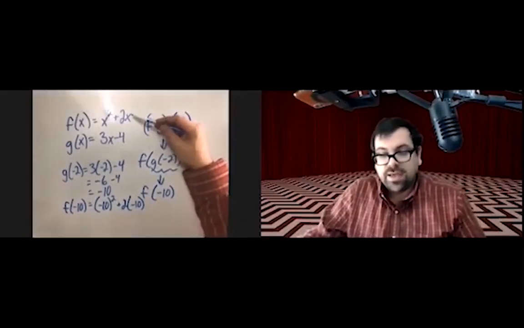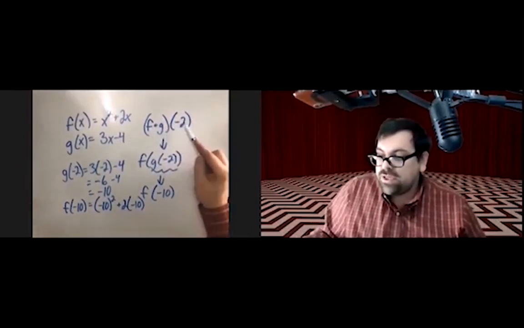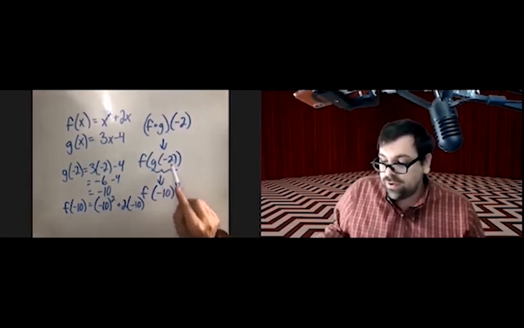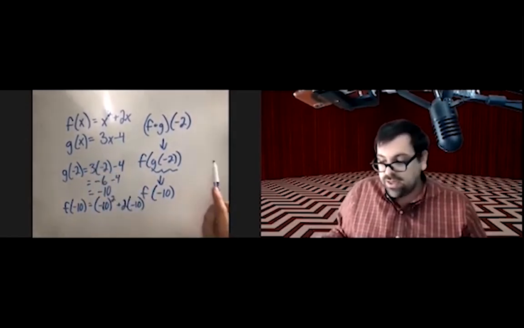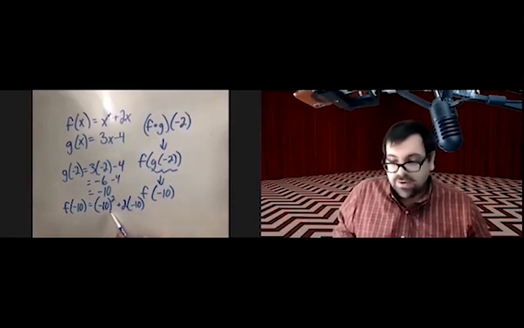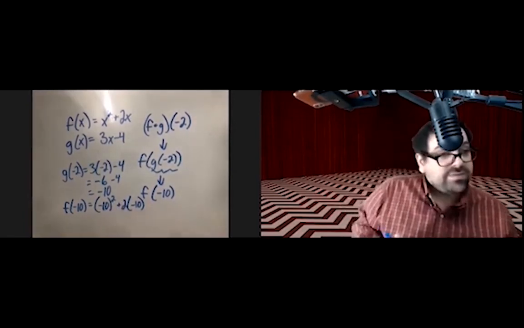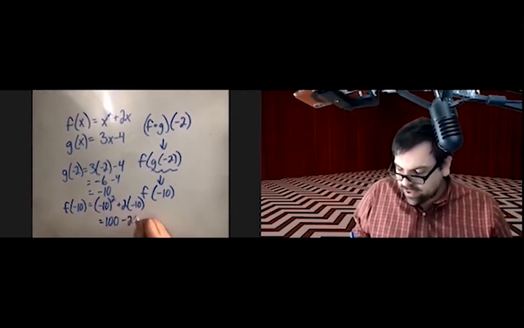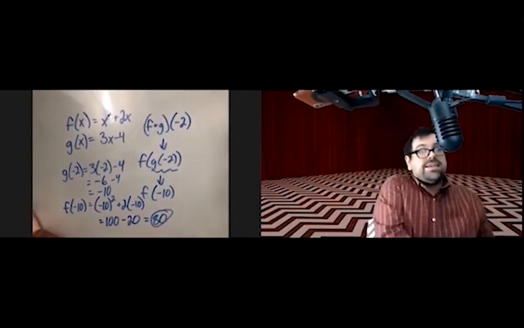f and g: x squared plus 2x, 3x minus 4. f composite g of negative 2, keep the letters in the same order, means f of g of negative 2. g of negative 2 we found to be negative 10 by plugging negative 2 into g. So now we're looking for f of negative 10. x squared plus 2x, negative 10 squared plus 2 times negative 10. That's positive 100 plus negative 20. 100 minus 20 is positive 80. And positive 80 is our answer.